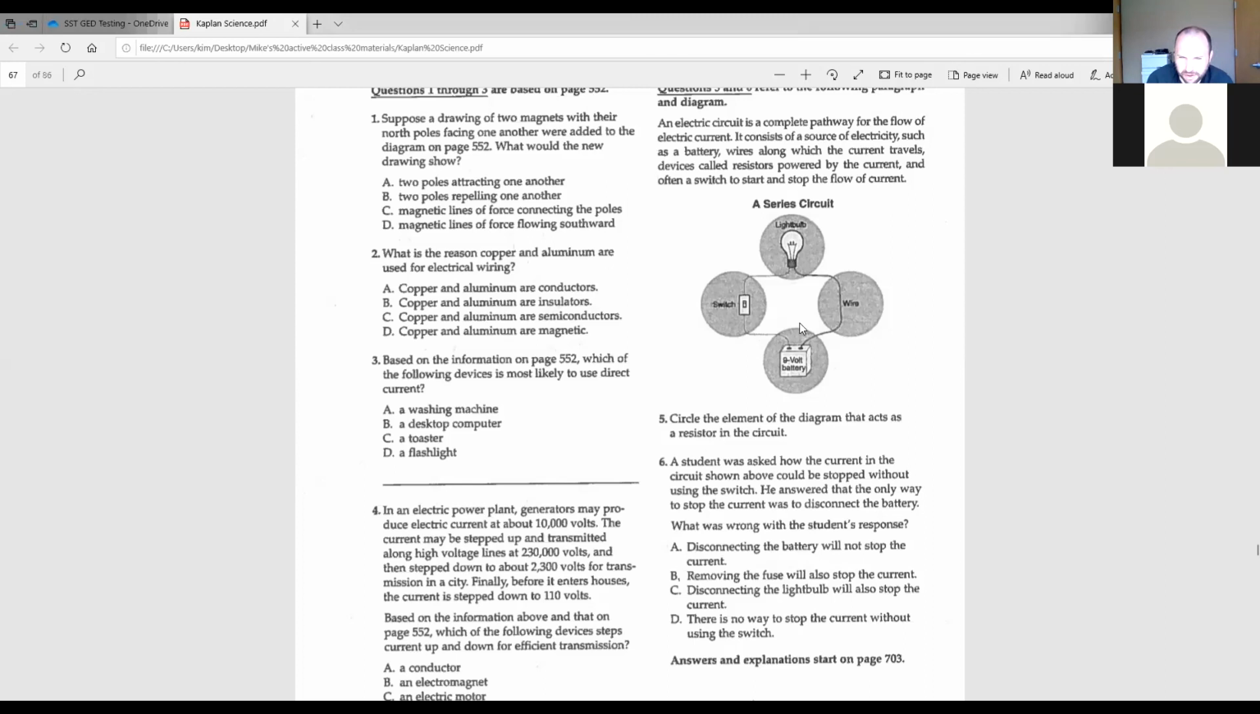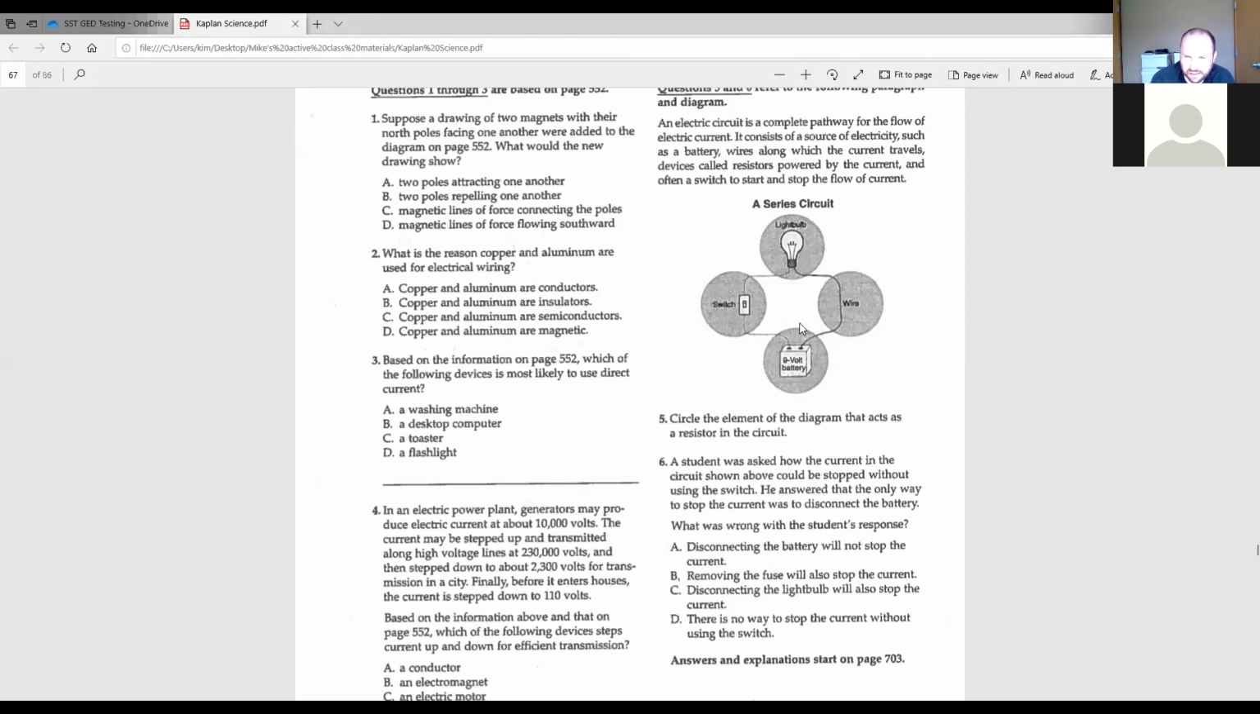Disconnecting the battery will not stop the current. The student was correct when he answered that disconnecting the battery would stop the current. Where he was incorrect is it's not the only way. Okay? So A is wrong, not because it's not true, but because it's not the only way. Okay? B, removing the fuse will also stop the current. Okay? Now, where do we see mention of any kind of fuse in there? I don't see one. Okay? So be careful not to fall for stuff that doesn't apply to or that doesn't come directly from the diagram. I don't see anything about fuses up there, so throw it out.